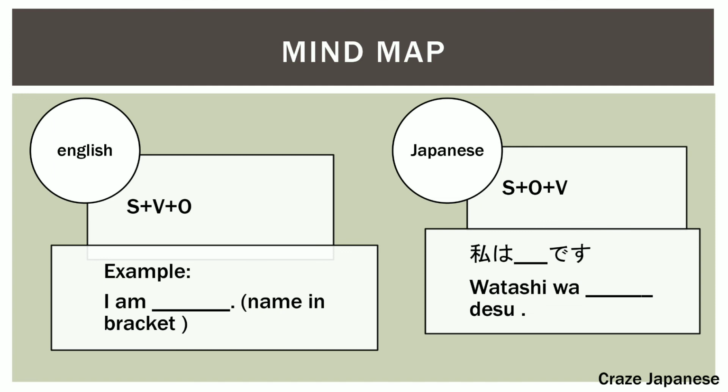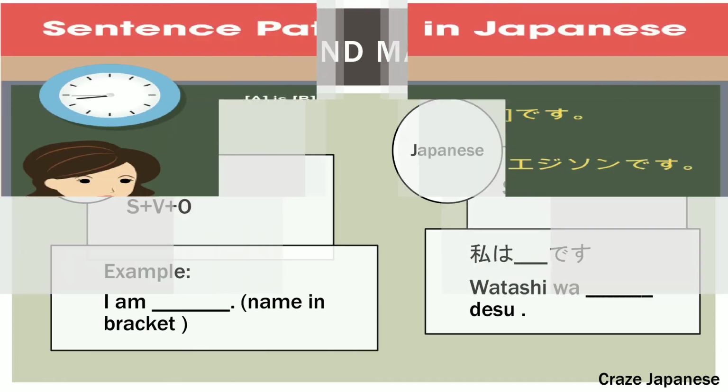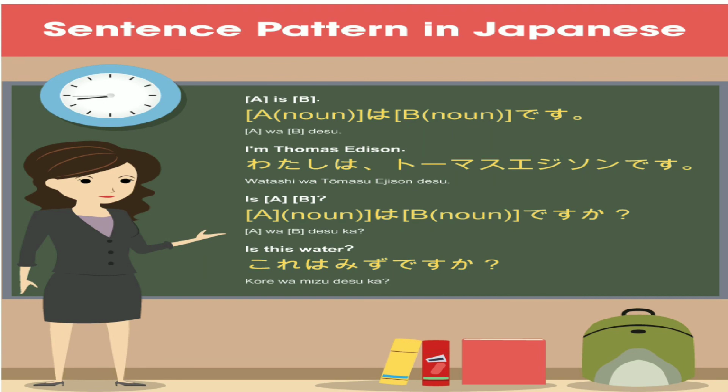So desu means "am," watashi means "I," wa is a particle. I hope you all understood what I was trying to explain. So A wa B desu: A is a noun, B is also a noun. Noun wa noun desu. In English, it's subject plus verb plus object, right? But in Japanese, it is subject, object, then verb.